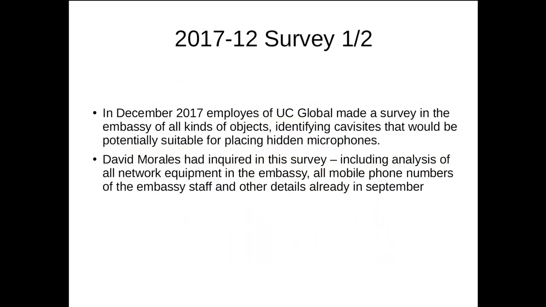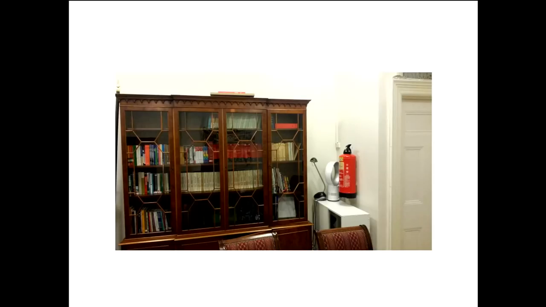However, that was not enough for them. They had issues, as I said, with the white noise generator he installed for critical meetings. And they wanted improved audio quality, as when you didn't speak loud enough, these cameras being mounted on the ceiling were not good enough. So they made this survey to identify all kinds of options for additional hidden microphones and also of the network equipment. Here you see actually where they ended up later. This fire extinguisher then played the main role.